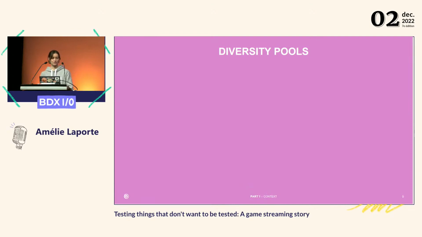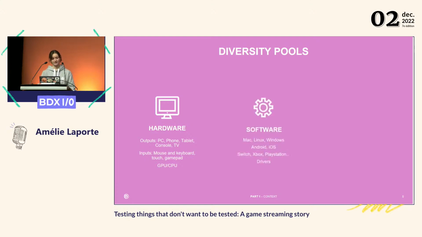Also, testing streaming technologies in general is pretty complicated because we can stream to any kind of hardware device. It can be TV, mobile, tablet, consoles. And the players will be able to interact with the game with different types of inputs, for example with mouse and keyboard, with touch, or even with gamepads. All these hardwares have GPU and CPU characteristics that are different between them. They also have different software implementations. All these devices come with different types of OS, version of generation, and even driver implementation.